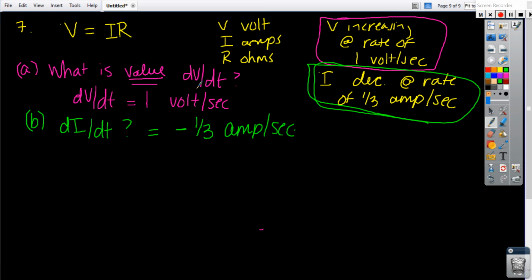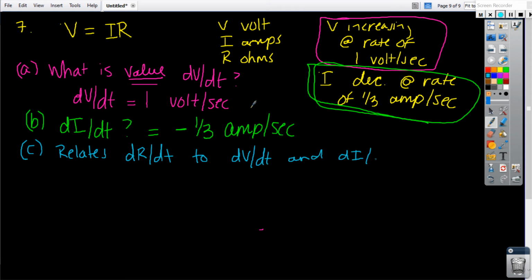Part C, we start getting into the related rates and the equations that we need, right? So part C says, write an equation that relates dr/dt to dv/dt and di/dt. Okay, so that tells me I've got some derivative issues going on, right?